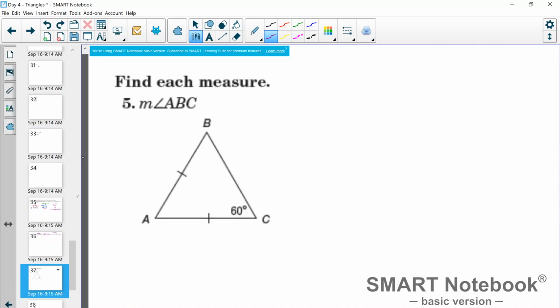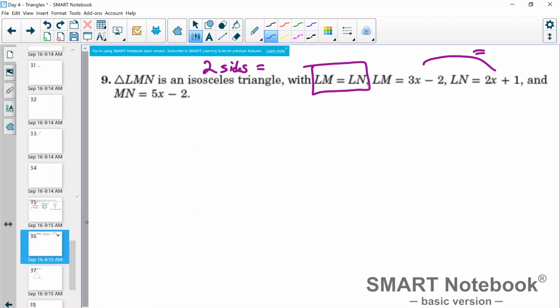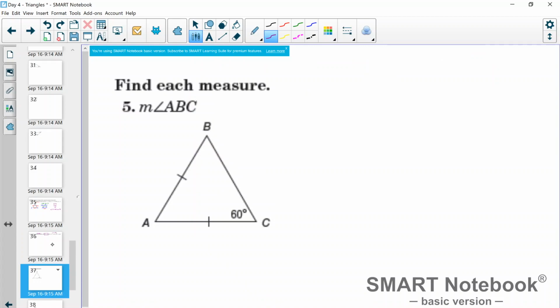So this one's kind of different because it's just markings. We are told one angle is 60, and we have angle B missing and we have angle A missing, with the markings of AC and AB being the same. The markings mean these two sides are the same.